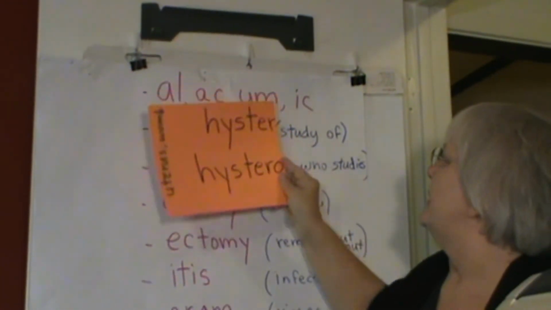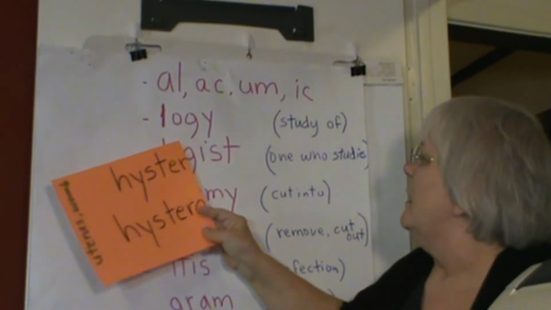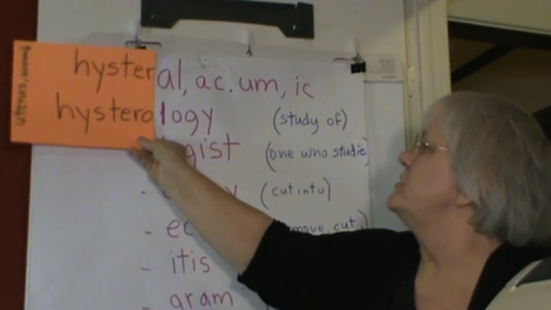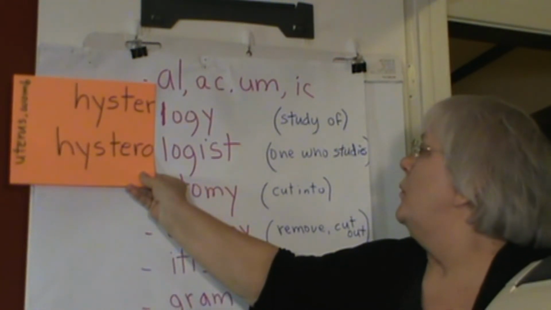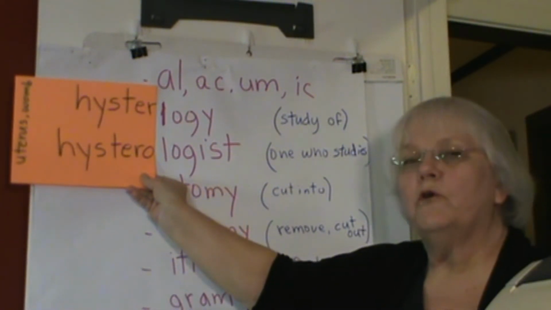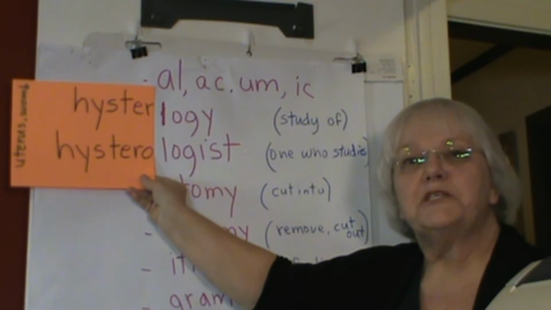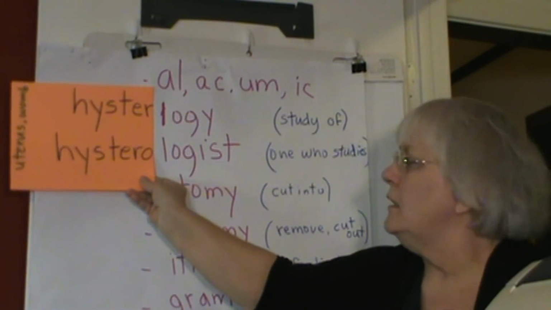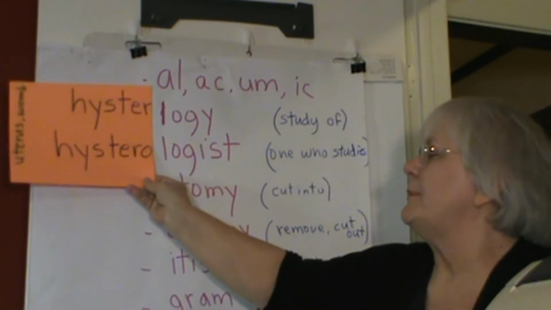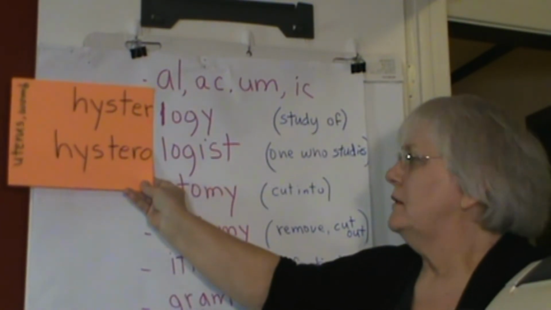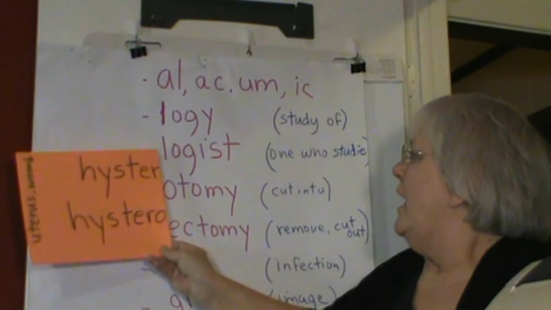Hysteric leaves a little to be desired. I don't want to go there actually. But look at this. Hysterology would be study of the uterus. Hysterologist, one who studies the uterus. What do we normally call this person? OBGYN, right? Obstetrics and gynecology specialist. But technically speaking, literally speaking, this would be someone who studies the uterus.